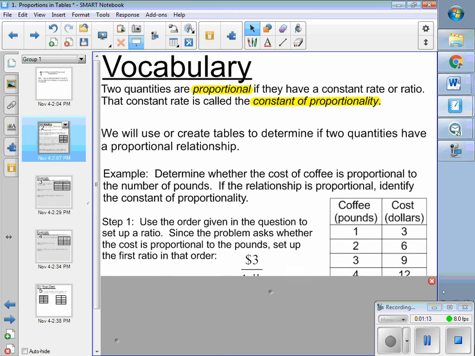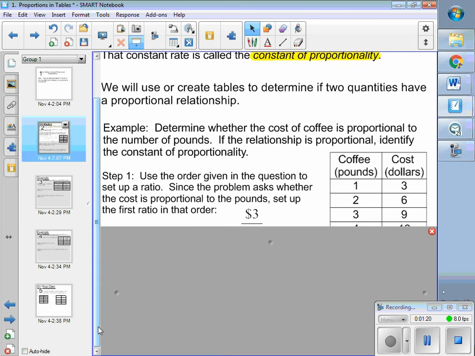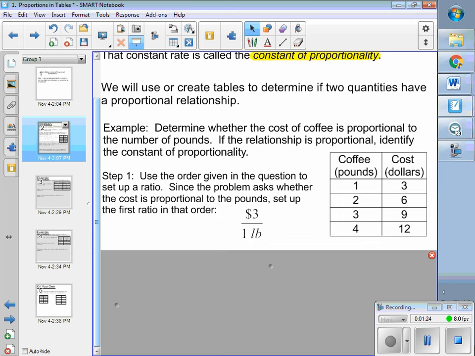Step 1. Use the order given in the question to set up a ratio. Since the problem asks whether the cost is proportional to the pounds, we set the first ratio up in that order. So it's $3 for 1 pound. We can see that here because 1 pound is $3, 2 pounds is $6, 3 pounds is $9, and 4 pounds is $12. So our ratio is $3 for 1 pound.